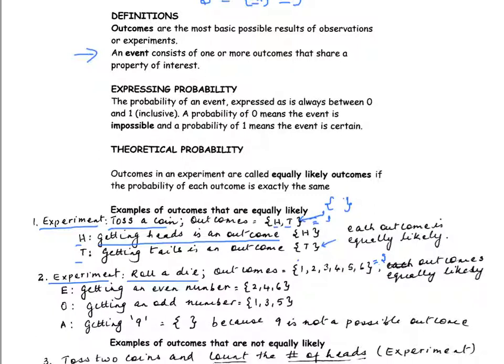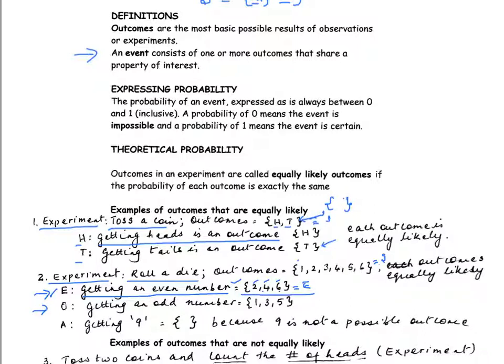Let's look at certain events in this experiment. So we have the event E, and the description of the event is getting an even number. So in this particular experiment, what are the possible even numbers that we could get? Out of all the numbers 1 through 6, 2, 4, and 6 are the only even numbers. So the collection of objects 2, 4, and 6 is called the event E. So the event E can be described using words. It can be denoted using a letter in uppercase, or it can be written as a set.